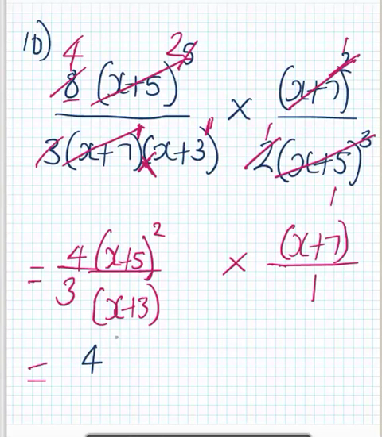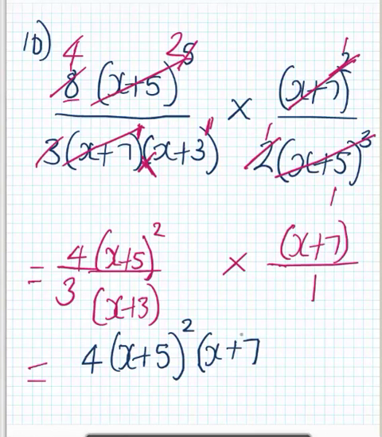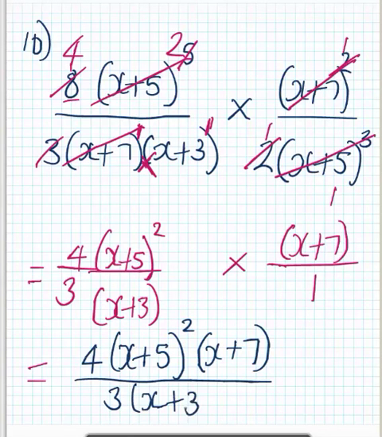We've got bracket x plus 5 squared. Times is invisible. What's up here? X plus 7. So that times is invisible. Over 3, and in bracket x plus 3. Times 1, we know it's the same thing. And that would be your final answer.